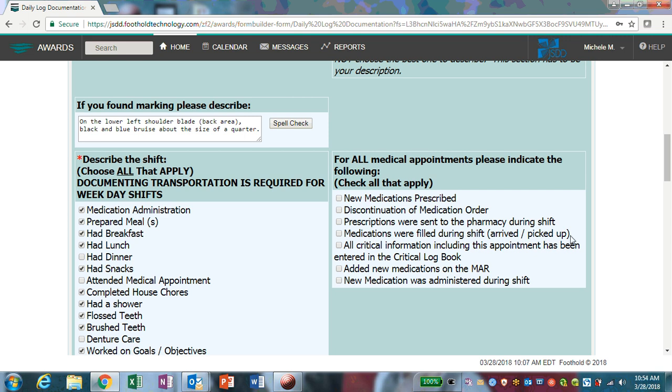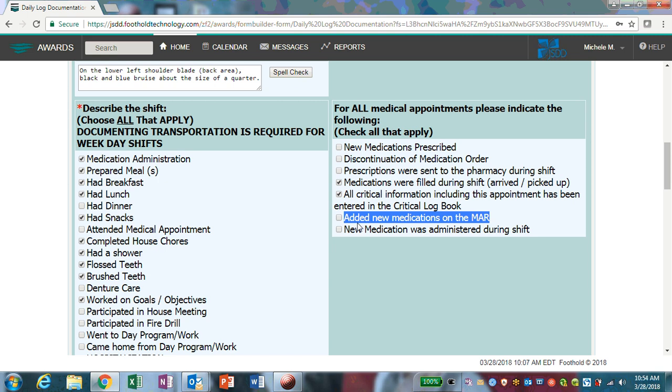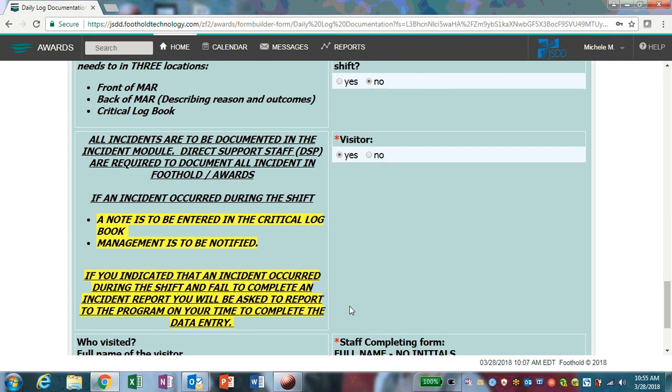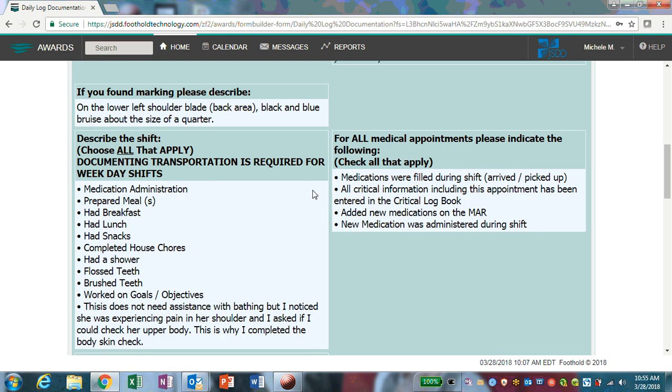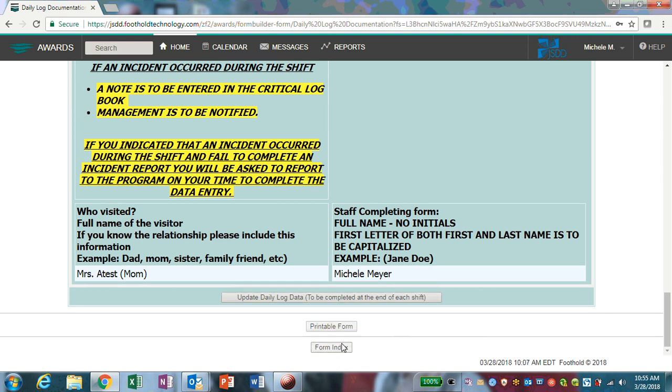Medications were filled during shift, meaning they arrived or I picked them up. So let's say that happened. I'm going to indicate in the critical logbook that the medication arrived. I'm going to document that. So I'm going to select that too. I'm going to make sure that the new medication was added to the MAR, if not already. And I'm going to indicate whether or not that medication was administered. And let's say it was. I now resave this, and that information will now be included. Again, review your information, and then you can move on to the next individual.